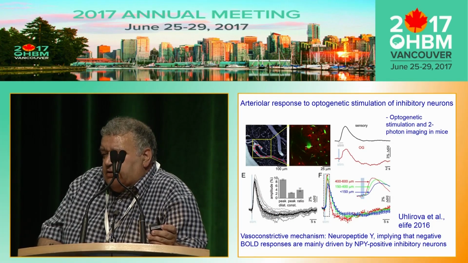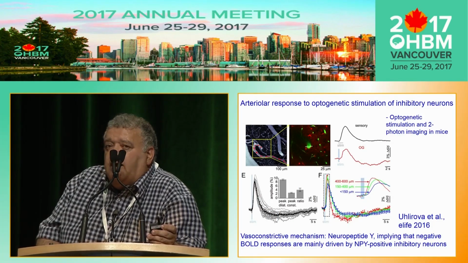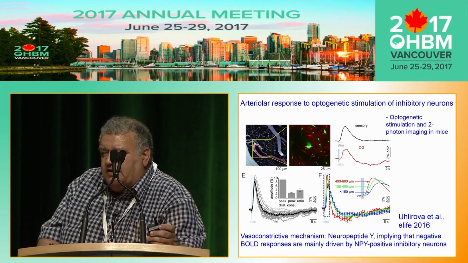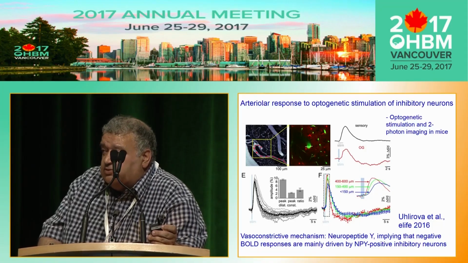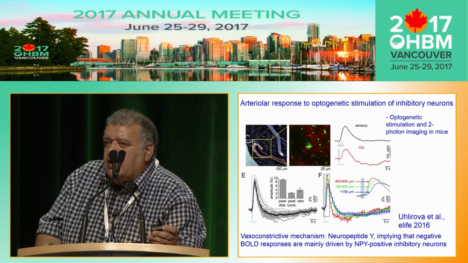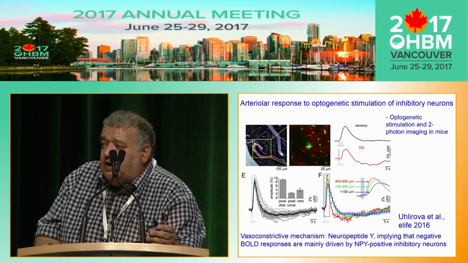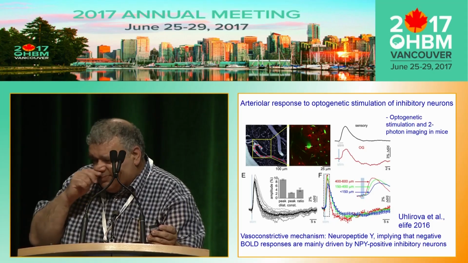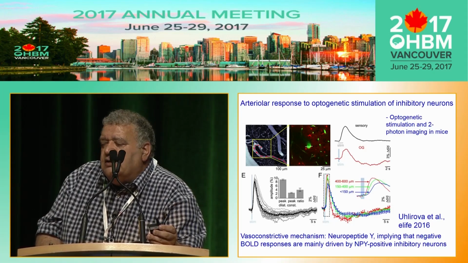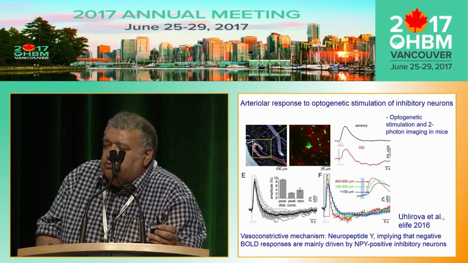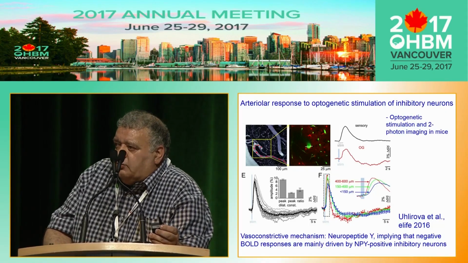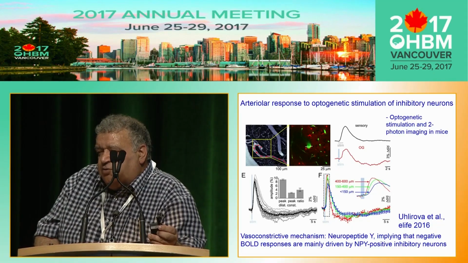A recent paper used optogenetics in order to study the mechanism of negative BOLD responses. Ulrova from Anna Devor's lab used optogenetics in order to selectively activate inhibitory neurons in the somatosensory cortex of mice, and she showed an increase in hemodynamic response, or in this case, dilation of arterioles and arteries, in response to optogenetic stimulation of inhibitory neurons, followed by a prolonged constriction of the arteries. These results suggest that inhibitory neurons may be a possible cause for negative BOLD responses.